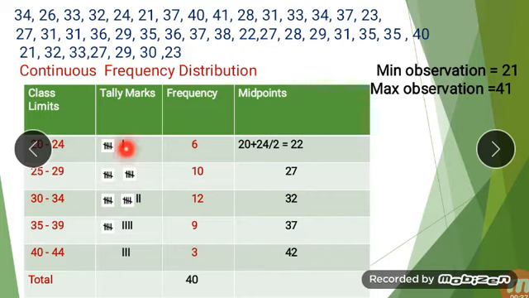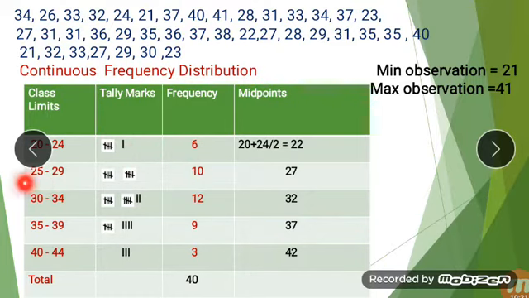Now we have to record the observations. The weights of the students between 20 and 24 will be recorded in the first class. So let's find out how many observations lie in the first class. Let's see here that 24 is also inclusive. So one observation, then two, then three, then four, then 5, and then you can see 6. So 6 observations here.